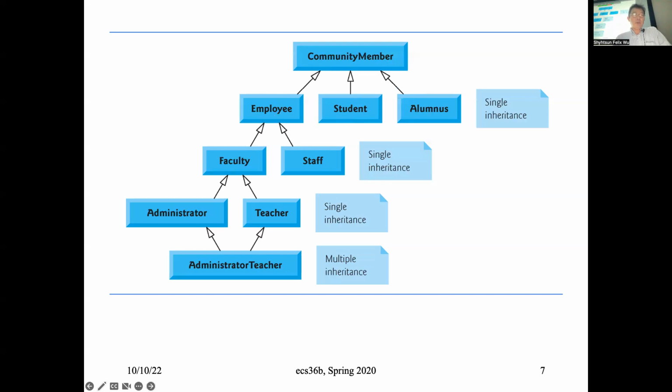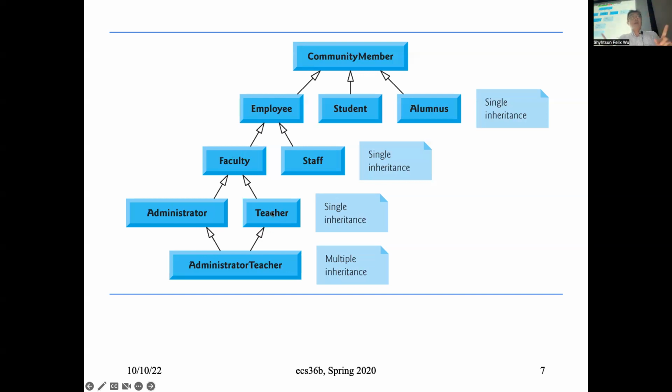And then under the employee, you could have a faculty. Faculty is an employee, staff is an employee. That's another one, so that's also single inheritance. And then the faculty has two kinds of faculty: administration faculty and teaching faculty. So the administrator is a faculty, the teacher is a faculty.